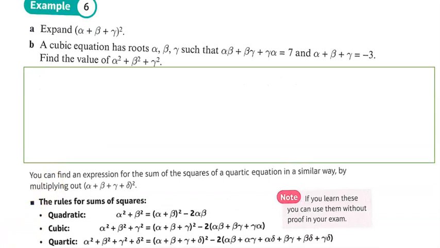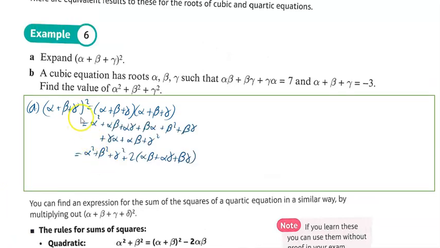Okay, part A just says quite simply to expand alpha plus beta plus gamma all squared. So part A is going to say alpha plus beta plus gamma all squared is just equal to alpha plus beta plus gamma times alpha plus beta plus gamma. Okay, I'll pause this and just write this out to save a wee bit of time. Okay, so we just multiplied it out.